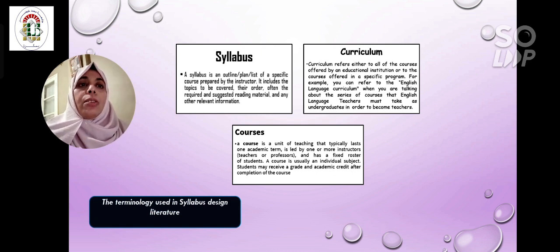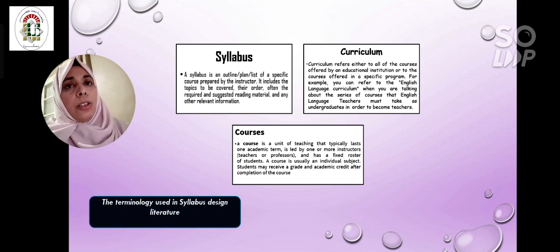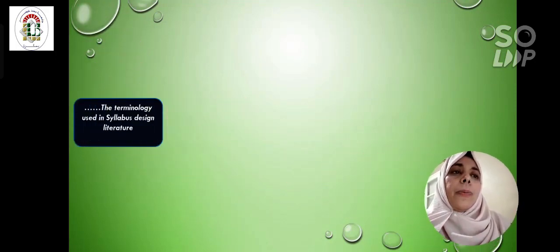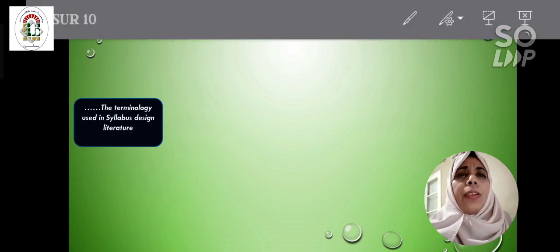Okay, a course is usually an individual subject. A course is one thing in the curriculum. Students may receive a grade and academic credits after completion of the course. After they complete the course, they have an exam and they get a certain grade and credits. The same thing is occurring now with the LMD system. Also, we move to the other terminology used with the syllabus. What do we have here?